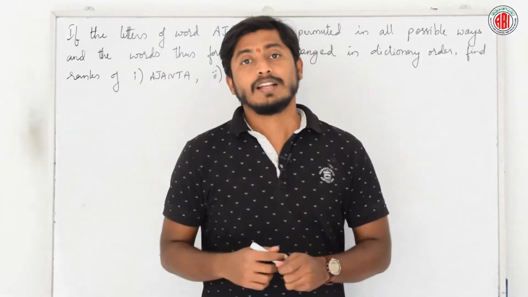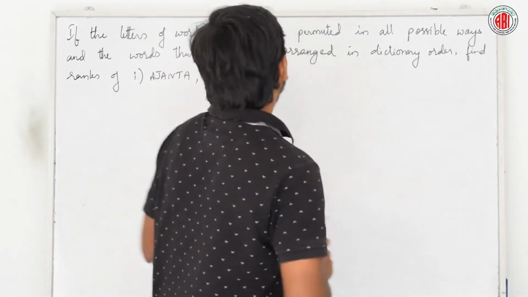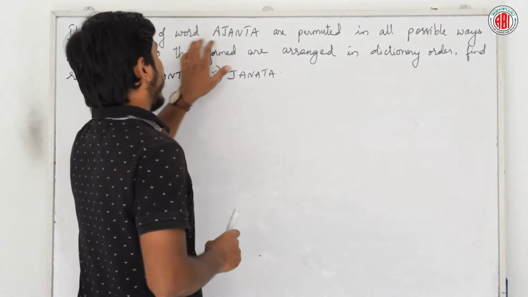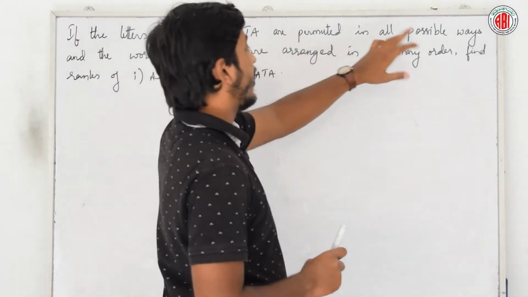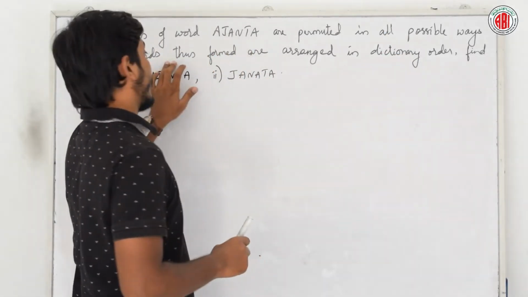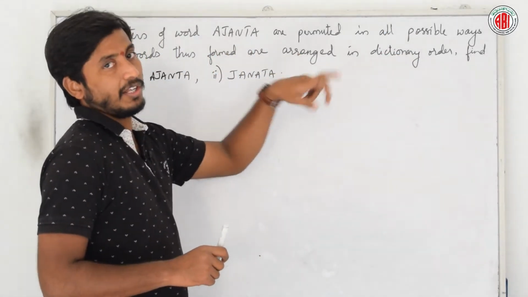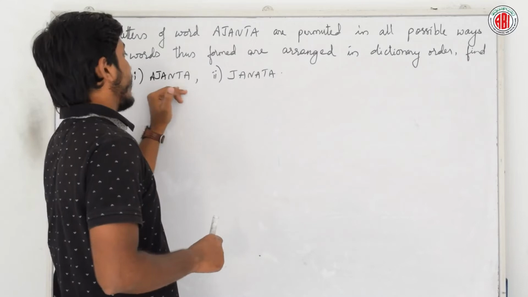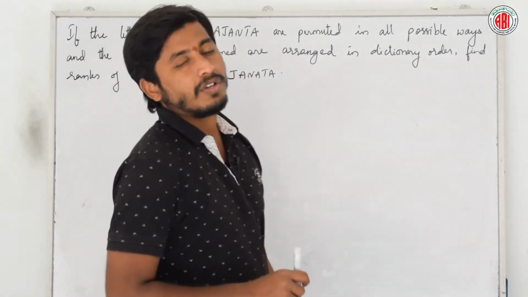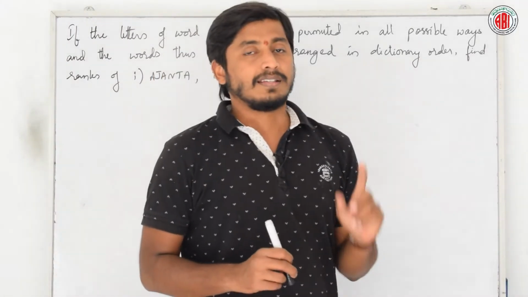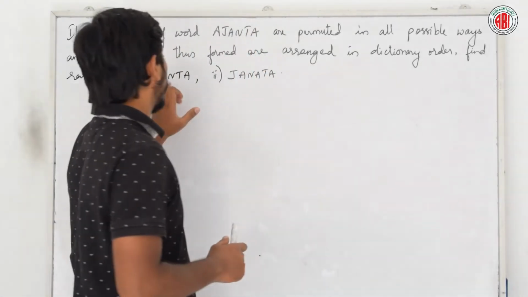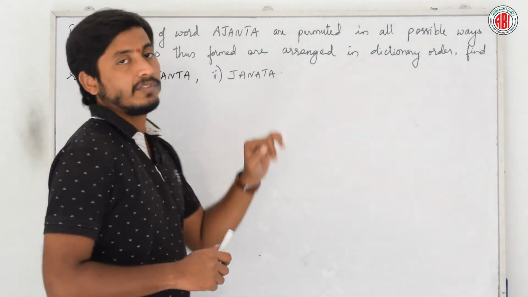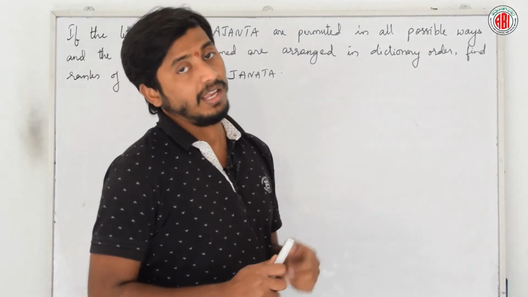Let's do. Look at the question here. If the letters of the word AJANTA, Ajanta, are permuted in all possible ways and the words thus formed are arranged in dictionary order, find the ranks of Ajanta and Janata. So how do we do this? The same question we did without repetition. Here there are a few letters which are repeating if you observe. So let us do the same thing again.